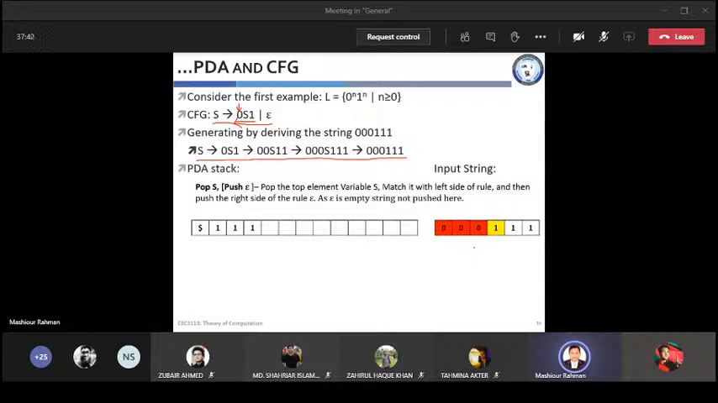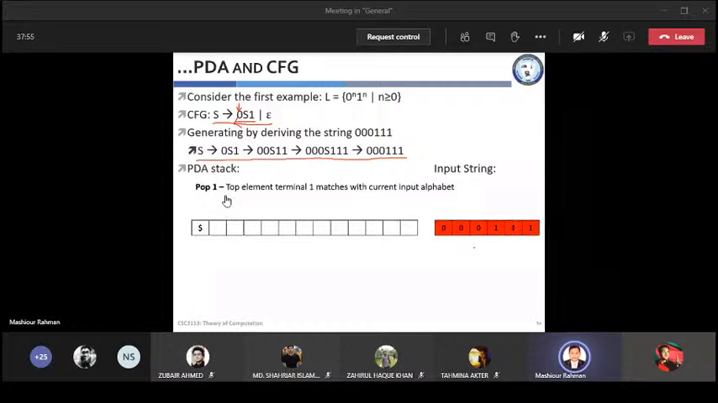So now you can see there are three 1s in the input, and there are three 1s in the stack. So you can easily imagine that they are going to be matched with each other. So 1 and 1 match, pop, this one and that one match, this one and that one match. So all the input string is completed and we have a dollar symbol. So we pop the dollar symbol and the stack is empty.